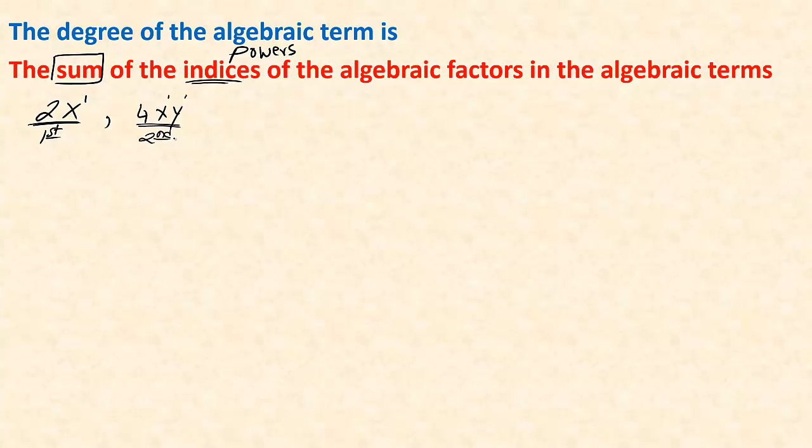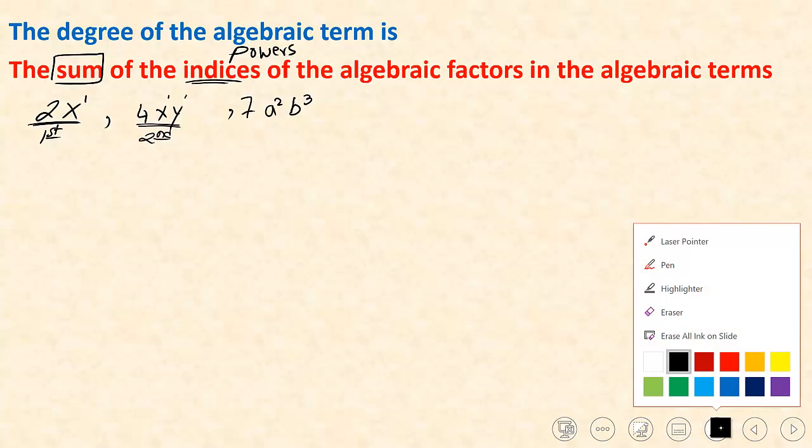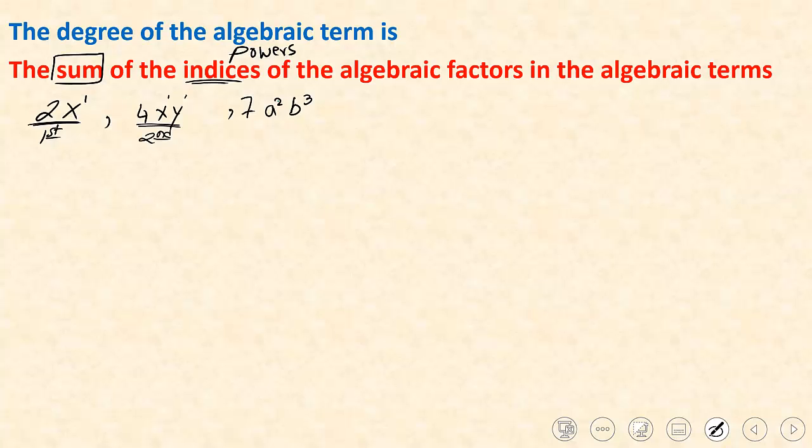And let's go now and have more examples. What, for example, if I told you 7a to the power of 2, b to the power of 3? This term consists of two algebraic factors, right? a to the power of 2 and b to the power of 3. It's quite clear that a has the power of 2 and b has the power of 3. So to determine the degree of this term, I'm going to do 2 plus 3, which is the sum of the powers, and it's equal to 5. So this term is of the fifth degree.